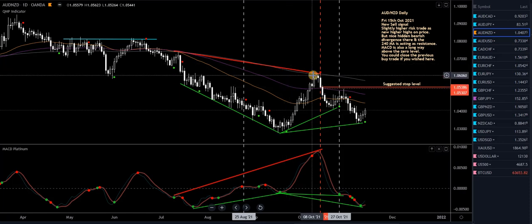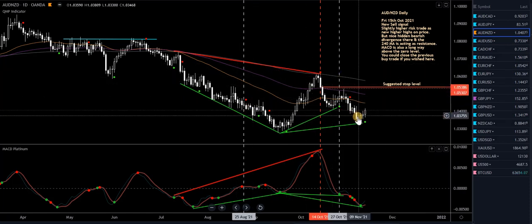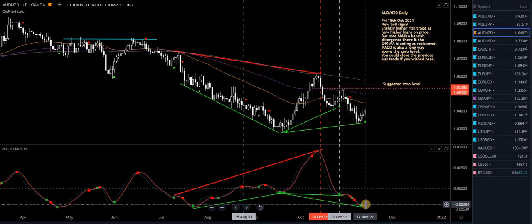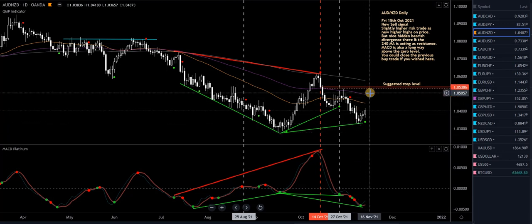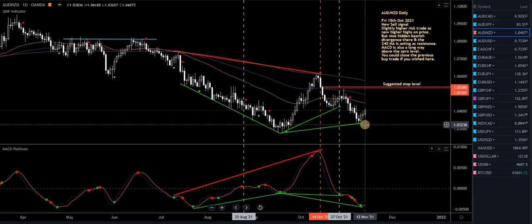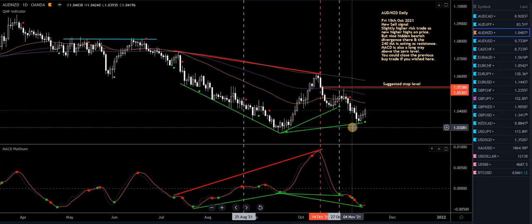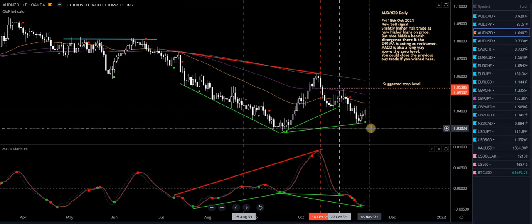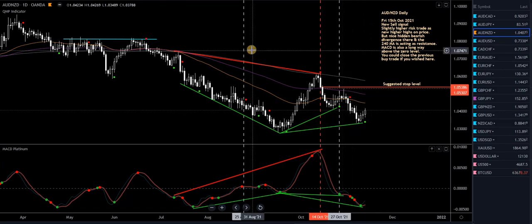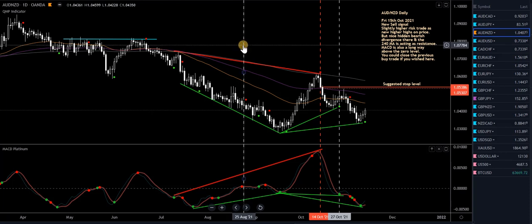And look at the moving averages. It's a downward trend. But here we have got hidden bullish divergence. So I'm going to leave that sell on, and I'm going to take a new buy on Monday, and my stop will be down below this low somewhere, just in here. So that's Monday. That's the Aussie New Zealand.